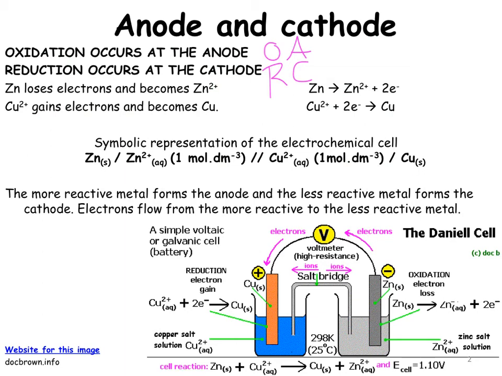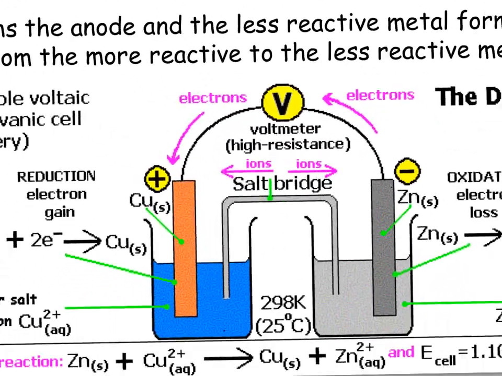What does this look like? The more reactive metal forms the anode. That was the one that was up at the top, oxidation, anode, and leaves the less reactive metal to form the cathode, reduction, cathode. Electrons flow from the more reactive to the less reactive metal, in other words, from the anode to the cathode. Let's look at this picture in a little bit more detail.